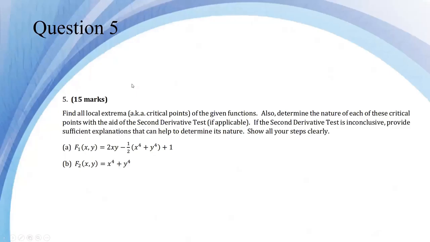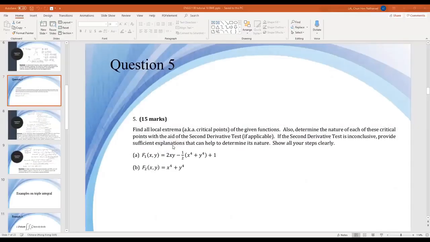So about the solution of question 5, there are several problems we have to tackle. First of all, we have to find all the local extrema of the given functions and determine the nature of each critical point using the second derivative test. Also, if the test is inconclusive, you have to give an explanation that can help determine the nature of the critical point.